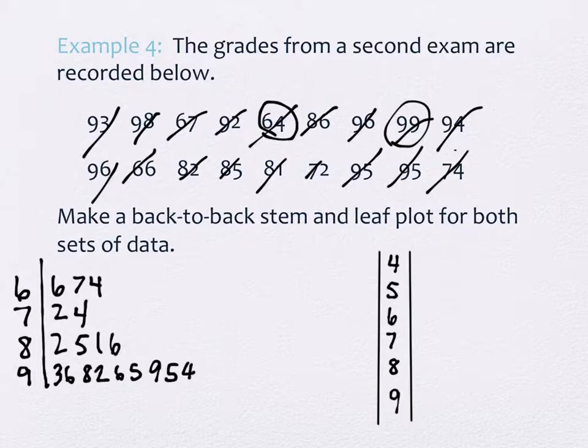So on the 60s row, I have 6, 7, 4, so that's 4, 6, 7, right? And on the 70s row, I have 2 and 4. So I'm making sure to line these up now. In the 80s row, I have 1, 2, 5, 6. And then in the 90s row, I have a lot. 2, 3, 4, 5. 6, 6. Ah. 2 5s.